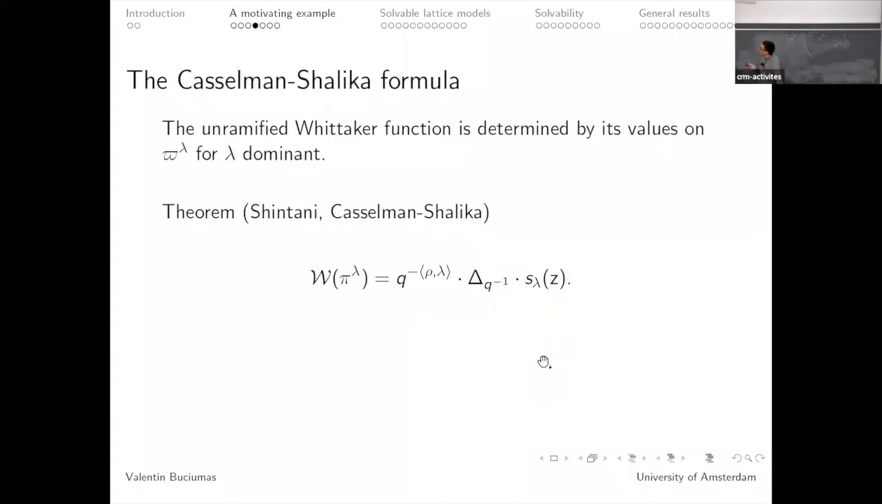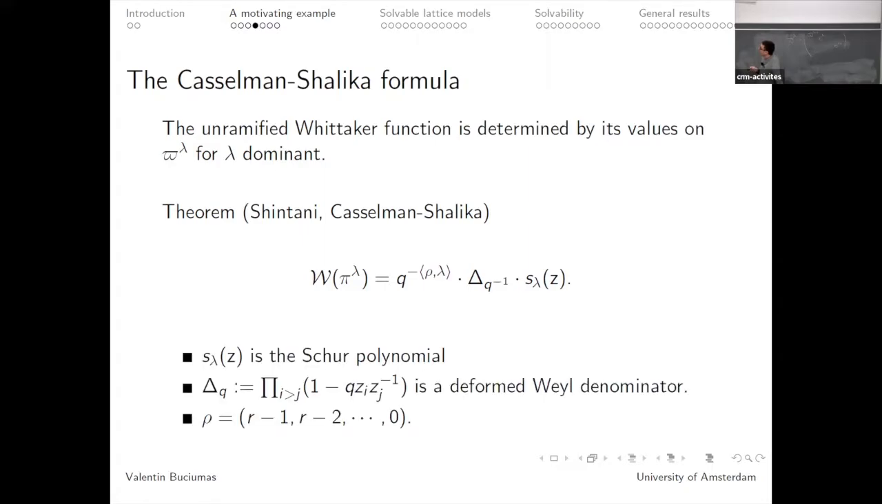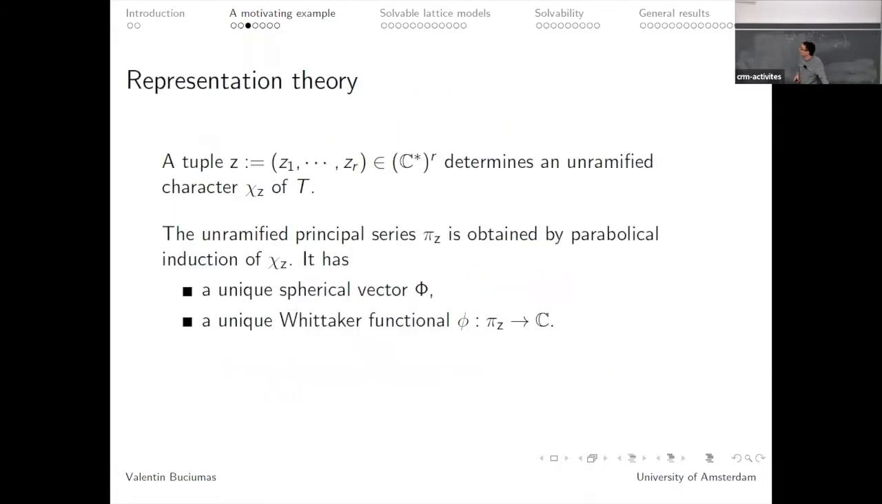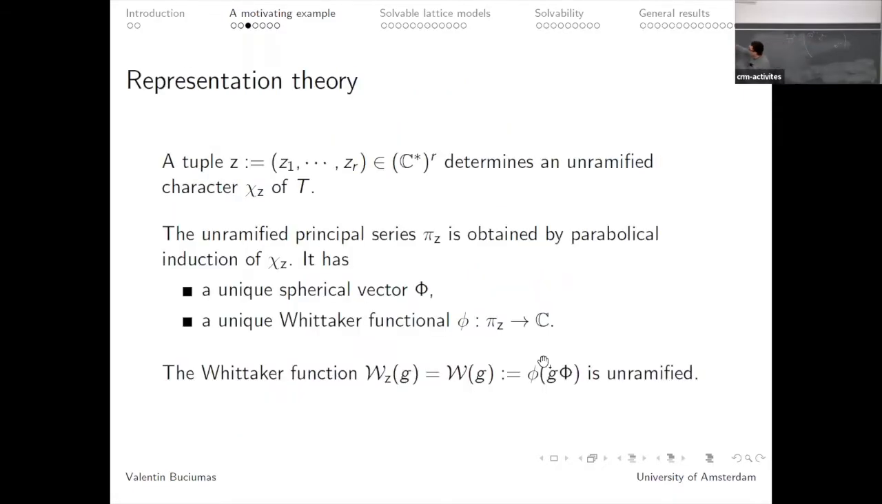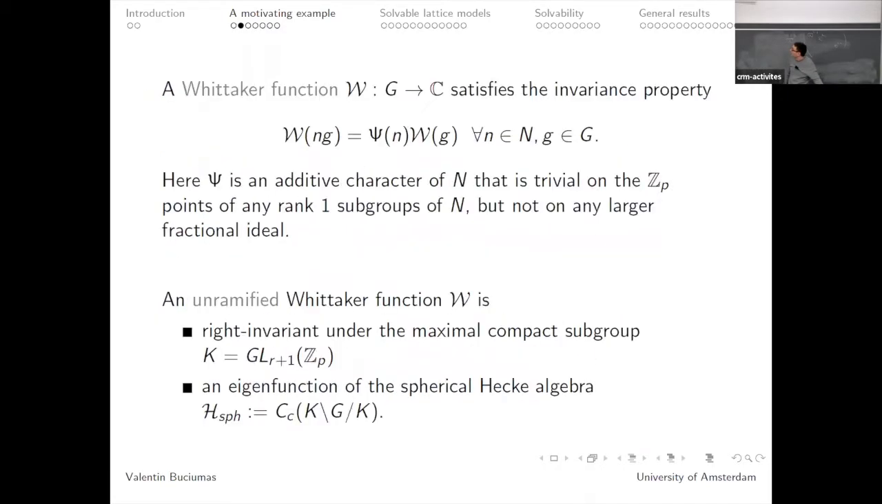These values will be, up to a quantum Weyl denominator, equal to a Schur polynomial. So on the right, we have the Schur polynomial. Delta Q will be a deformed Weyl denominator. And then we also have a factor which makes some things easier to work with. The Z appearing here is the same as the Z that we used to build the whole series? Yes. All my Whittaker functions will implicitly depend on the Z. In this setup, it will be the Z that determines the character, which determines the principal series. And in this setup, it will be the eigenvalue of the spherical Hecke algebra.